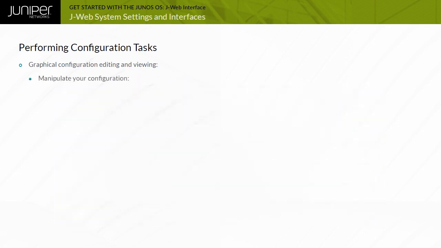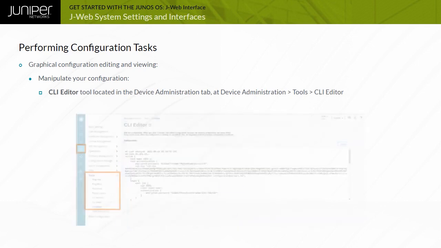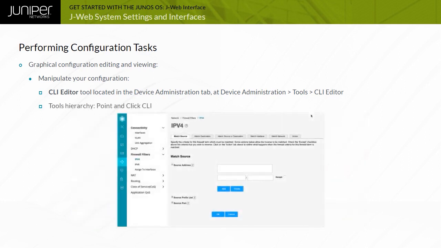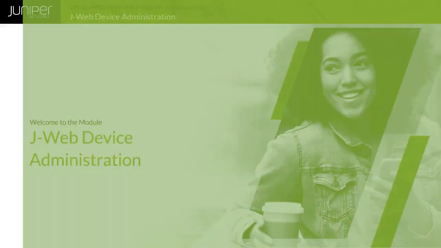If you prefer to manipulate your configuration with a text-based approach, you can select the CLI Editor tool that is located in the Device Administration tab at Device Administration, Tools, CLI Editor. Another option that is available in the Tools hierarchy is Point-and-Click CLI, a simplified method to issue CLI commands. This is a firewall filter configuration screen available at Network, Firewall Filters, IPv4.